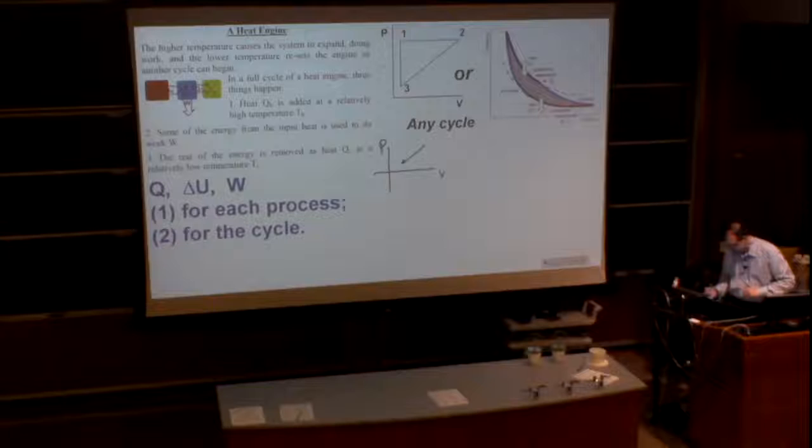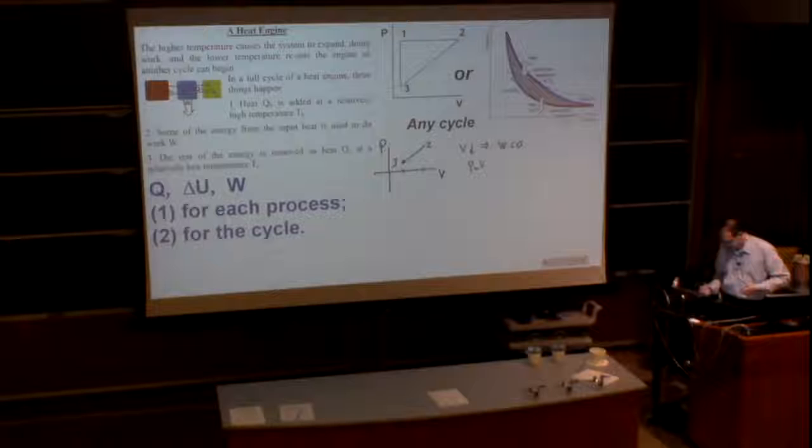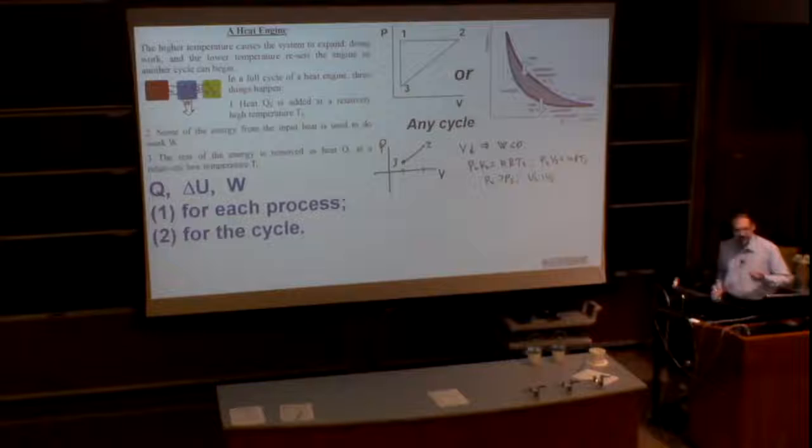So what should we say about it? Well, first of all, we can see that the volume decreases, hence work will be negative. But for this process, if we relate P2V2 equal to nRT2, and on the other hand, P3V3 equal to nRT3, because both pressure and volume for the second state are greater than pressure and volume for the third state, that immediately tells us that the temperature of the second state will be higher than the temperature of the third state.